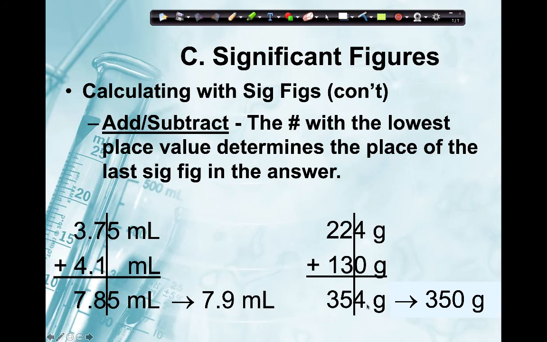Now, typically in chemistry, we don't really work with whole numbers, but every now and then you might see an example like this. So you go not to the ones place here, but to the tens place. Again, usually you're going to see numbers with decimal points in chemistry, though.